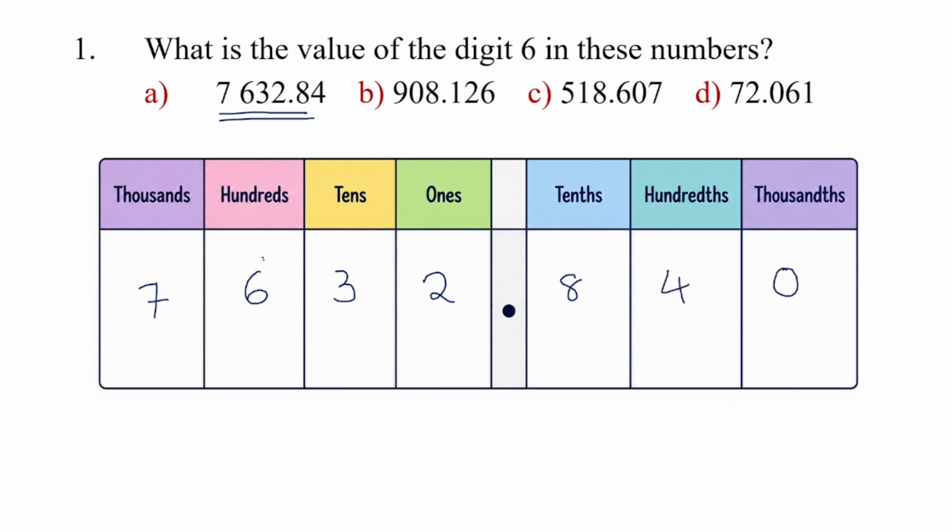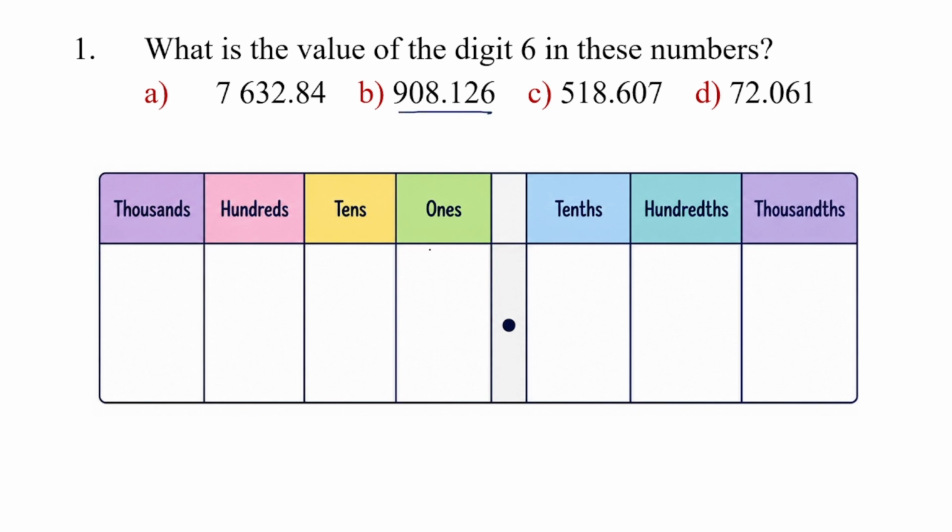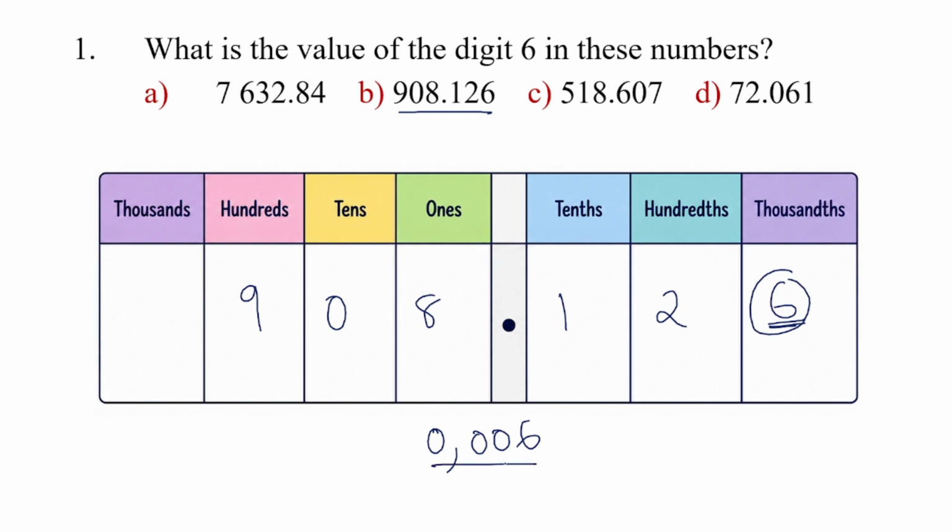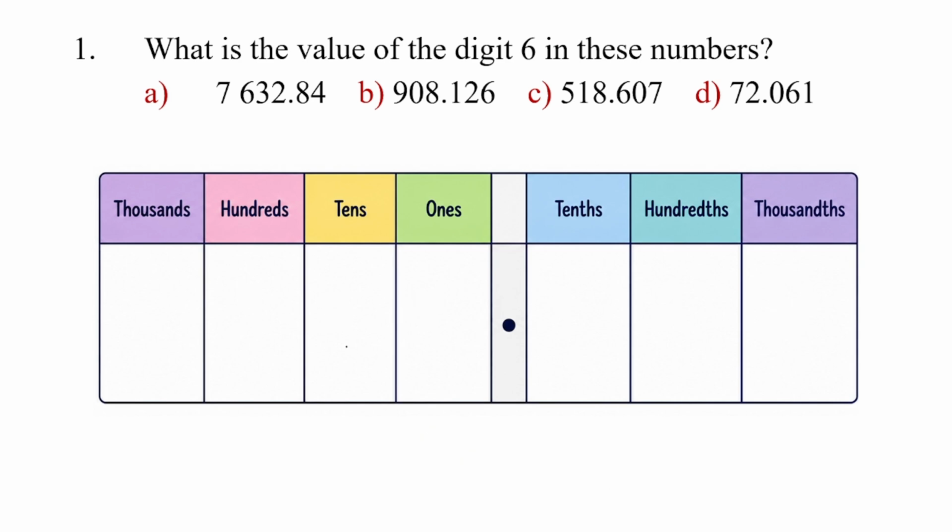Right, what is the value of this 6 here? This is 100, so this is 600. This number, 908,126, this is 908, and then 126. Right, what is the value of 6 in this number? This is 1,000, isn't it? So it means this is 0,006.